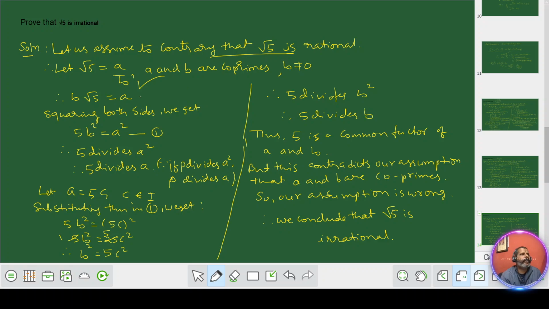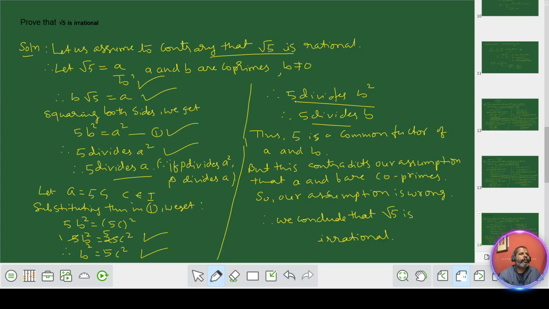Then we simplify it, we get b root 5 is equal to a. Squaring both sides, we get 5b square is equal to a square. Then 5 divides a square, 5 divides a. So we assume a equal to 5c and substitute in equation 1, we get 5b square is equal to 25c square. Upon cancellation, we get b square is equal to 5c square. So here 5 divides b square, so 5 divides b. 5 divides b square means it's a factor of b.